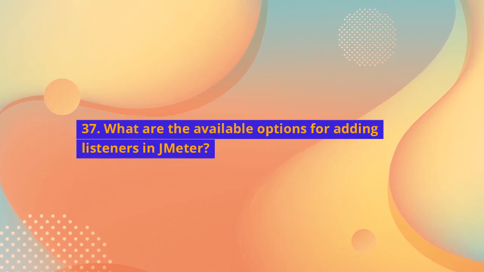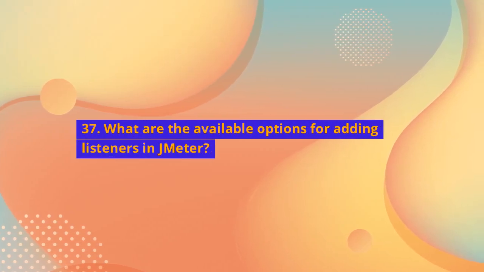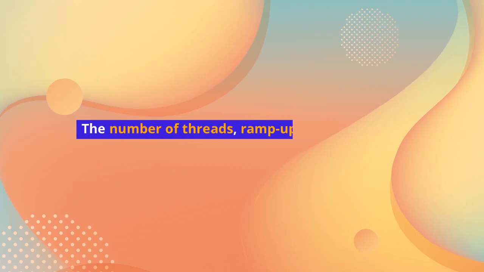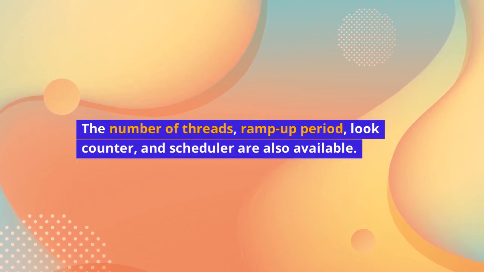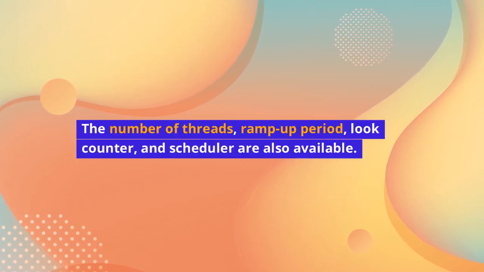37. What are the available options for adding listeners in JMeter? The number of threads, ramp-up period, loop counter, and scheduler are also available.